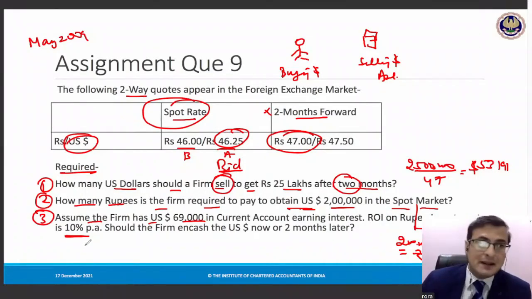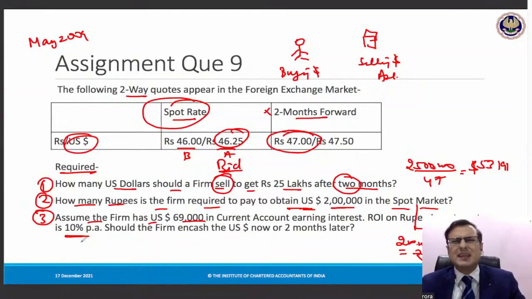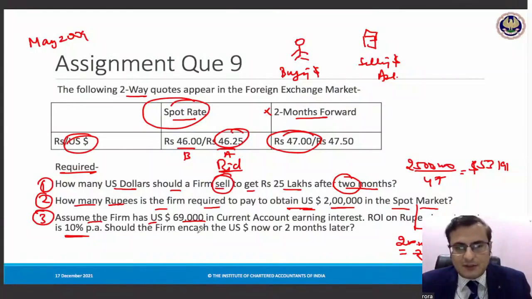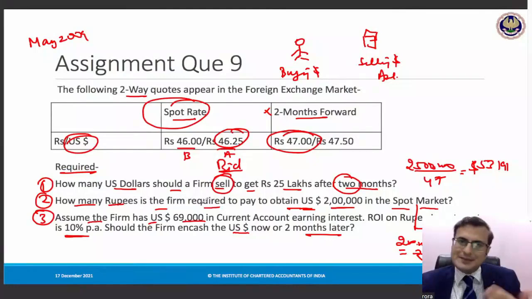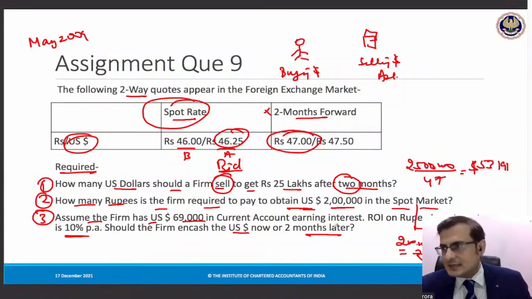Sir, what does this mean? Beta, this means that if you keep your money there only, you will get 10% per annum on this. Just like in your savings, you get 3%, 4%, 5%. Similarly, here also. It says, should the firm encash the dollars now or after 2 months? Sir, why after 2 months? Because see, beta, in the first question, they say that you have to pay the dollars. So either you can use it right now, I mean, convert the dollars into rupees and pay them, or you can encash them after 2 months. This is what is required.